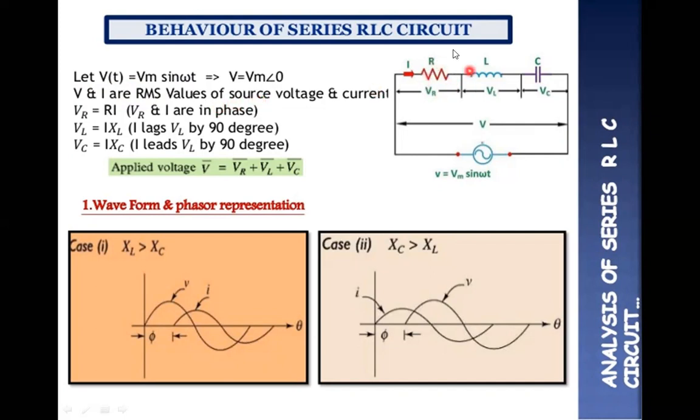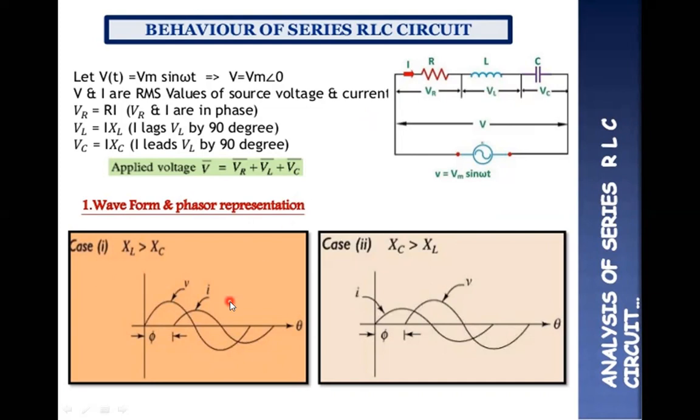So VR is equal to IR, VL is equal to I XL, and VC is equal to I XC. In the case of inductance, the current is lagging the voltage by 90 degrees, and in the case of capacitance, the current is leading the voltage by 90 degrees. And the total applied voltage is VR plus VL plus VC.